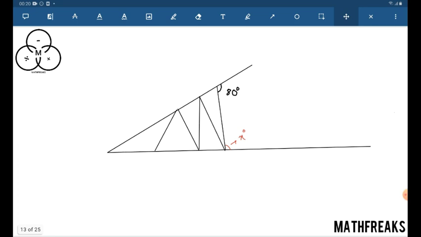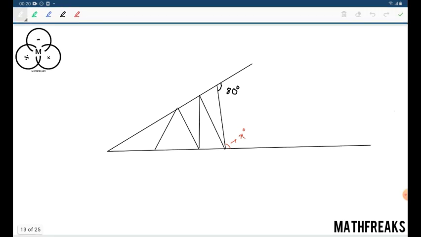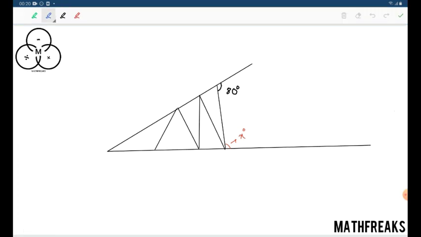Another simple angle chaser. What is given in the problem? That this line equals to this line equals to this line equals to this line equals to this line equals to this line. This is the given criteria. That all of these are equal in length. This angle is 80 degrees. This is x. We need to find out the value of x.